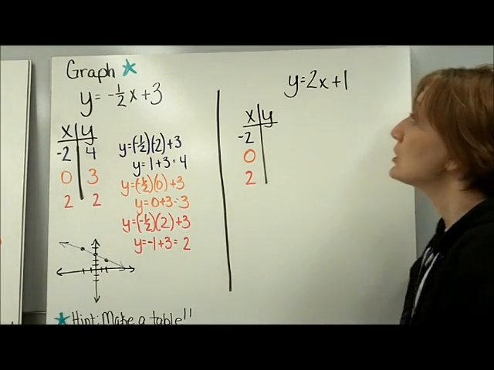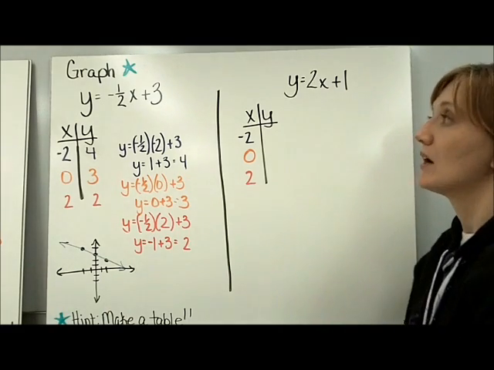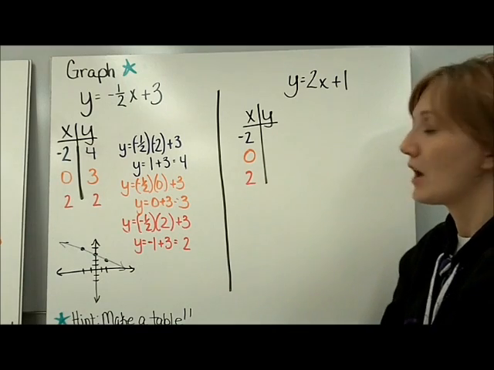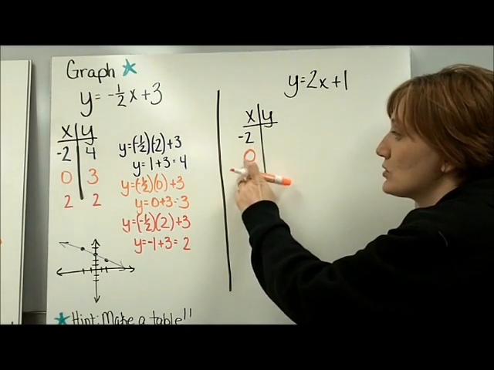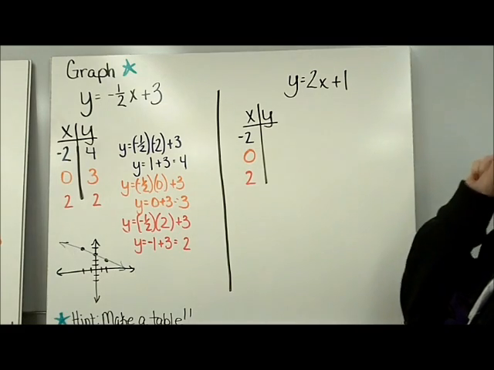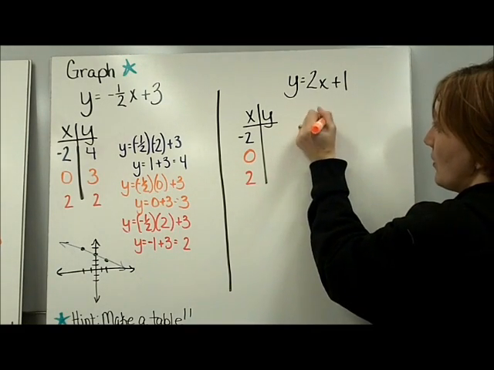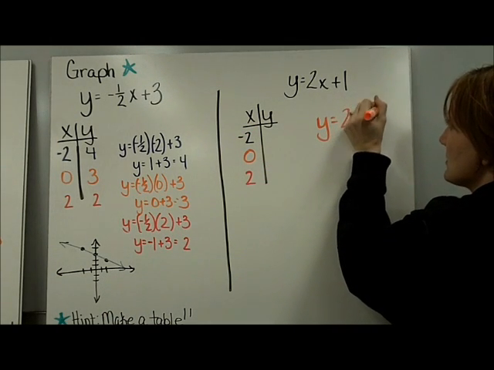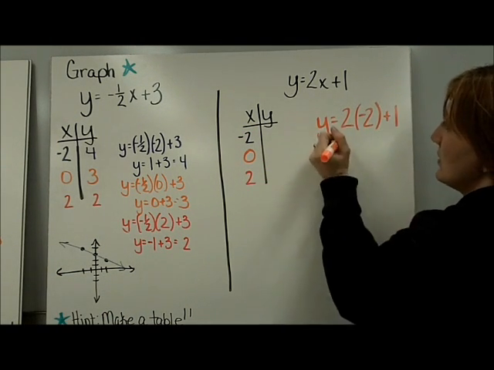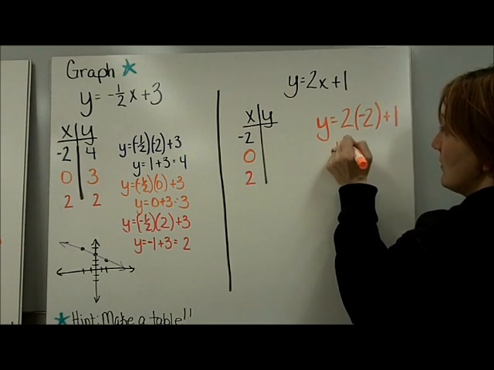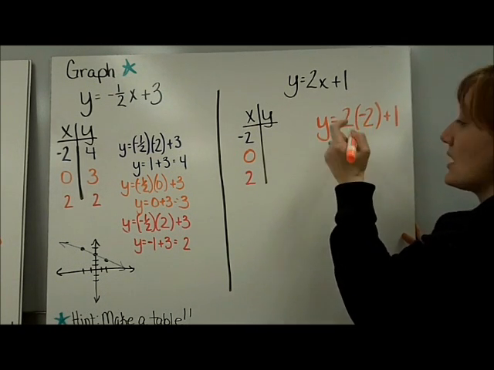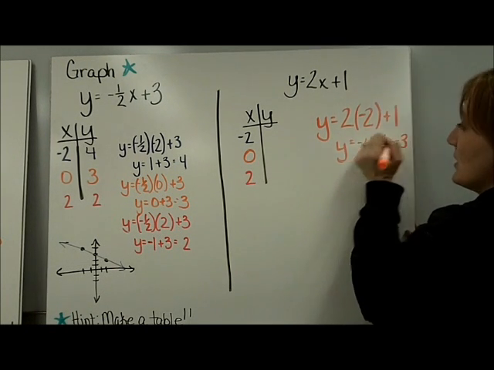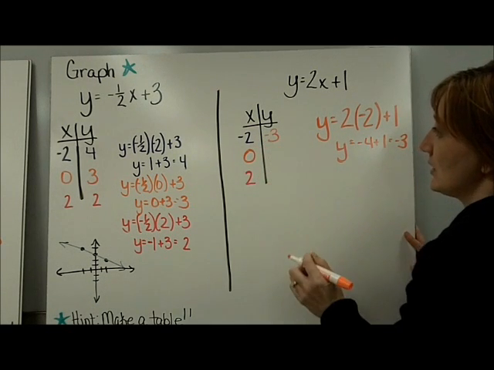Over here, if I have y equals 2x plus 1, I need to graph that. The first thing I need to do is solve for some y values. I'm going to just randomly start with -2, 0, and 2. So I'm going to start with y equals 2, input my -2 for x, plus 1. So this first y value, -2 times 2 is -4, plus 1 gives me -3. So I put this -3 in here.